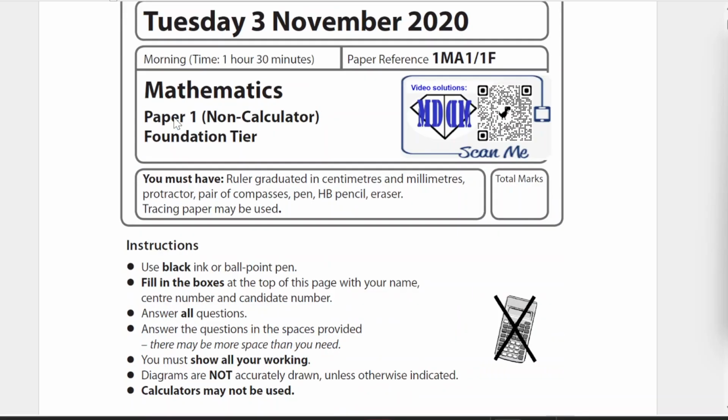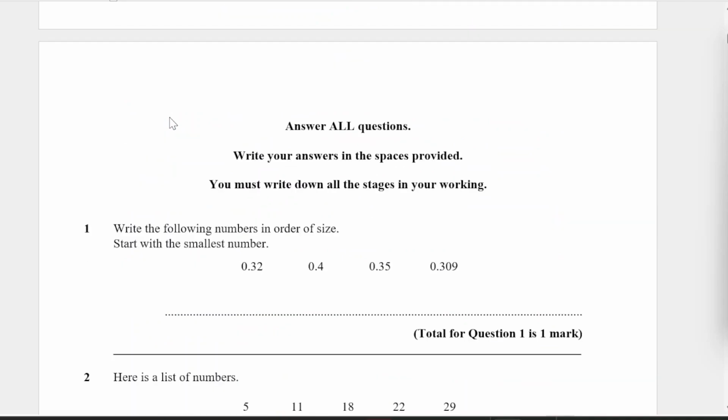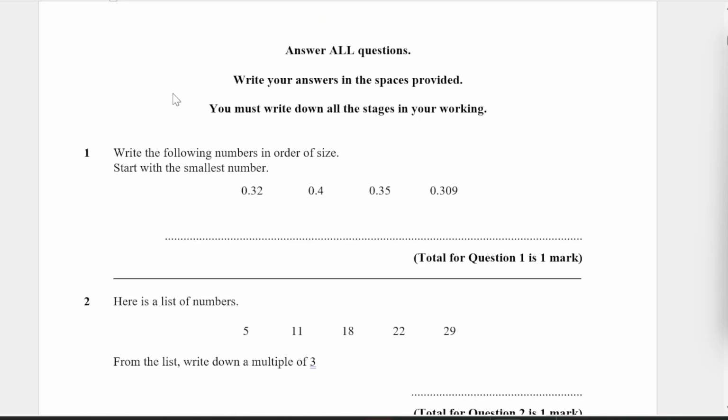Okay then, question 1. Write the following numbers in size order, starting with the smallest. If we're ever ordering decimals, just to make it dead simple, I tend to add additional zeros to make them all the same decimal value. Then I just view it in terms of thousandths in this case. So 320, 420, 350, and so on. It makes it easier to spot the smallest, 0.309, followed by my next smallest, 0.32, written in the original form. Then we've got 0.35, followed by 0.4.